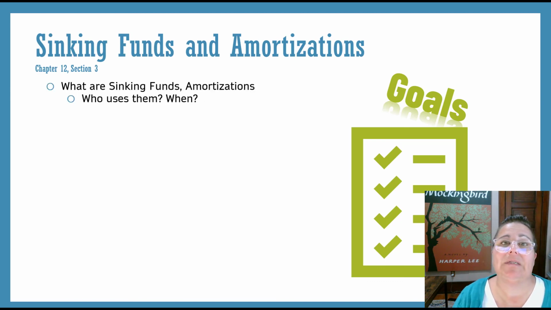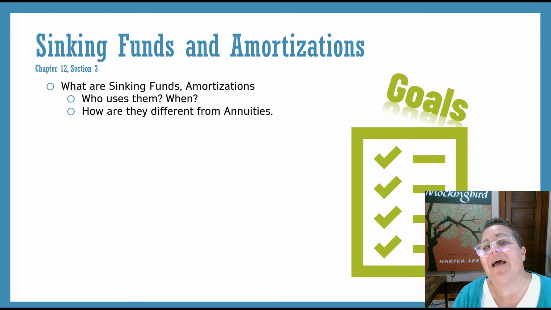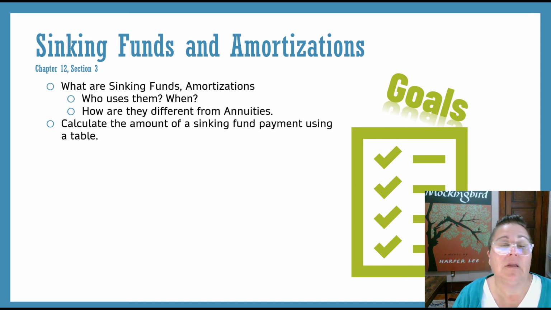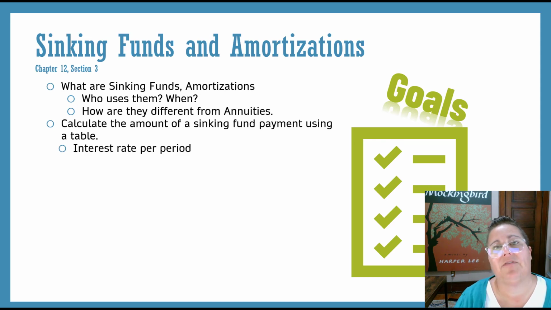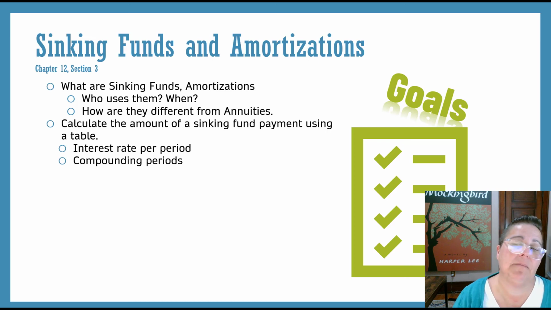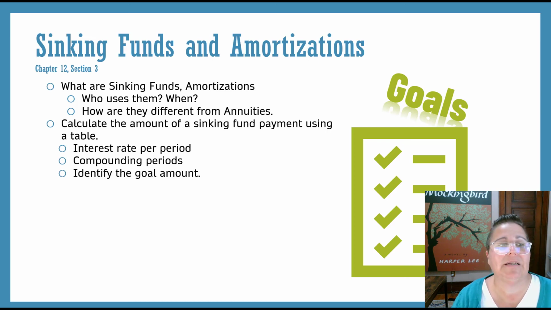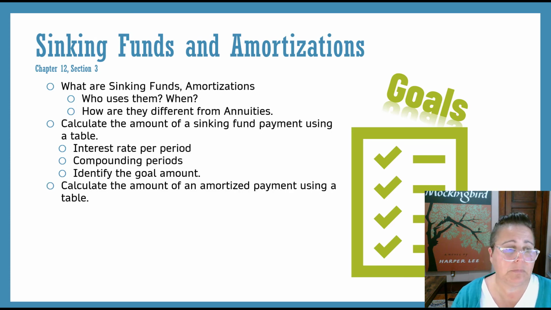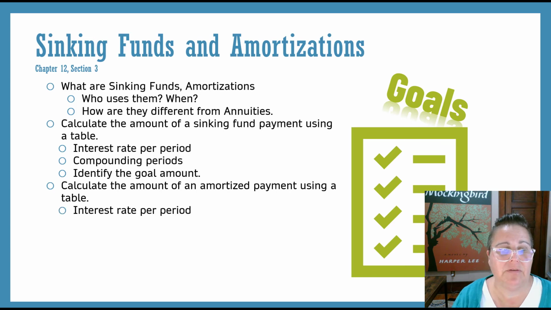We need to define what sinking funds and amortizations are. We're going to talk for a minute about who uses them and when, and how they're different from the annuities that we've been looking at. We want to be able to calculate the amount of a sinking fund payment using a table. That means you have to find the interest rate per period, the compounding periods, and you need to identify the goal amount. We're also going to calculate the amount of an amortized payment using a table.